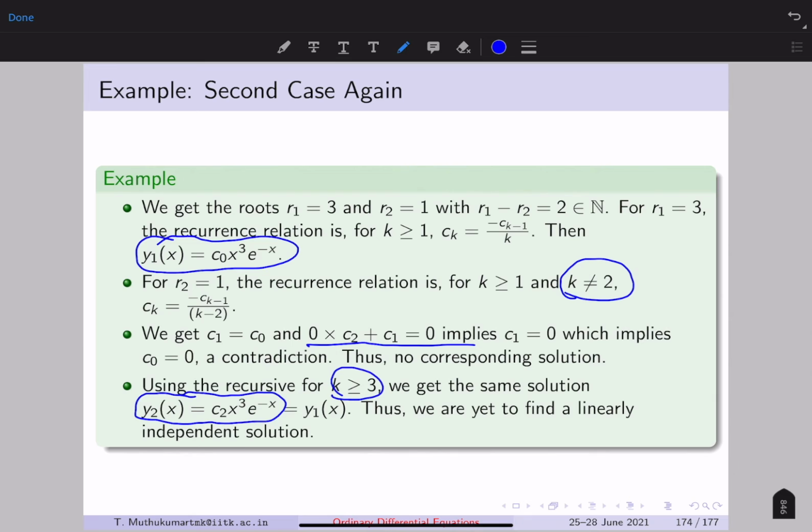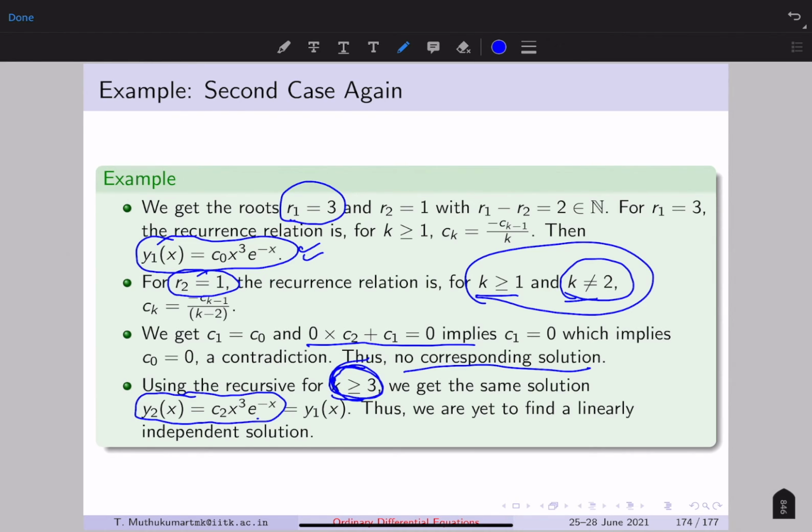So in the earlier case, when you included k equal to 1, 2, everything, then you did not get a solution. If you ignore these two and start from k equal to 3, you do get a solution, but that solution is same as the solution that you have already obtained corresponding to the bigger root. So you are not getting any new information. So the smaller root is not giving you a linearly independent solution as such.